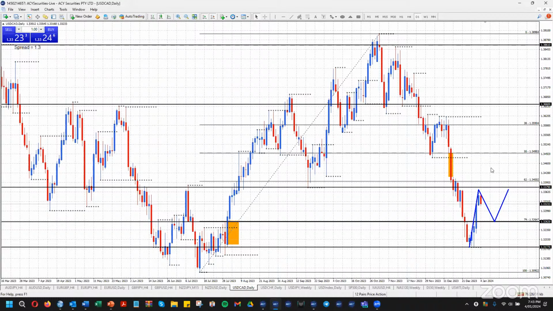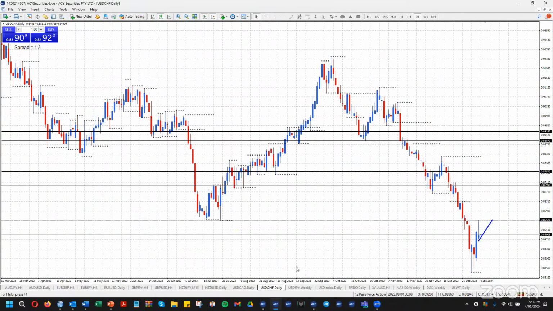But I don't necessarily draw it on every pair. It all depends what I'm seeing and where we're positioned within the bigger picture range, okay? All right, so on to dollar franc. Dollar franc, out of all the pairs versus the US dollar, is definitely the strongest.